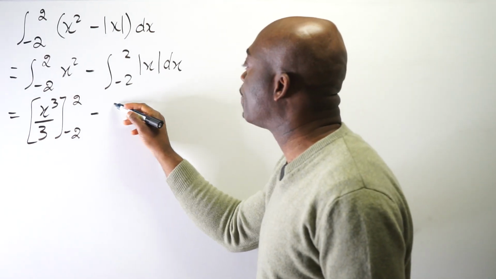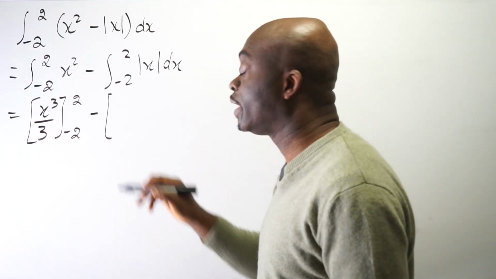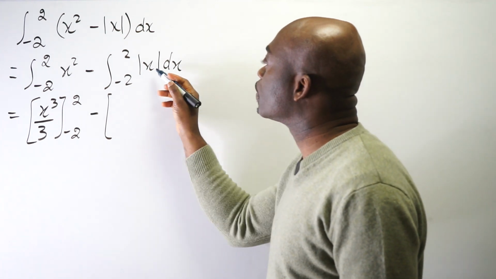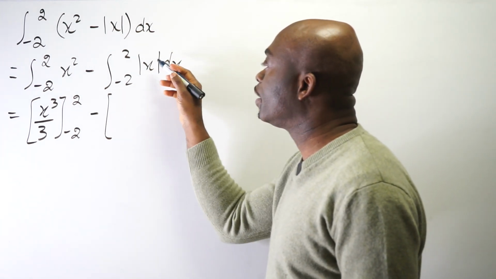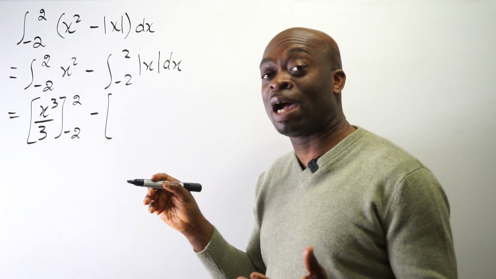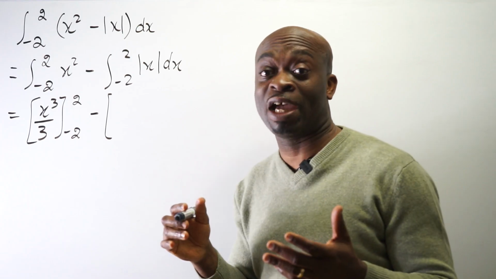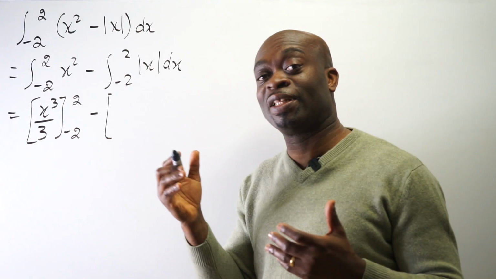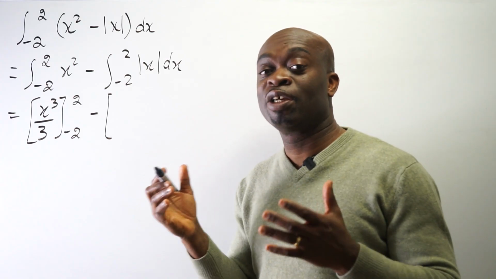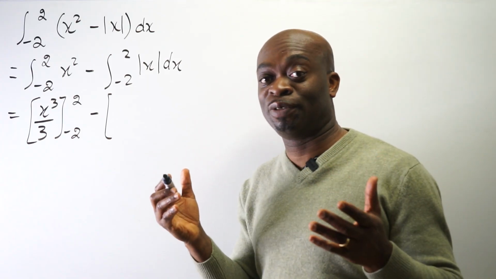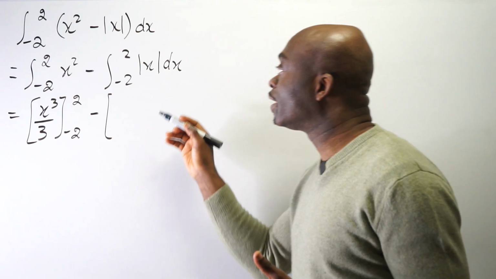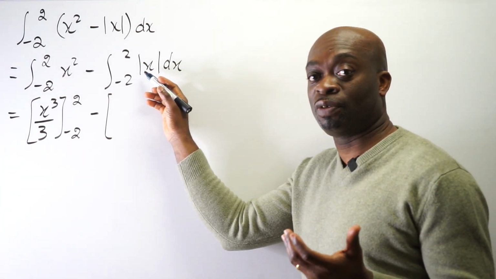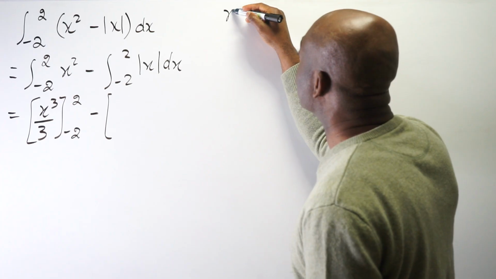Then minus, what's happening here? We open the bracket. Once we open the bracket, we've got to find the integral of absolute value of x. Now for absolute value of x, we know that for a function, part is negative and the other part is positive, because we're talking about absolute value. To do that, the best thing to do is to take the function and set it equal to 0. So x equals 0.